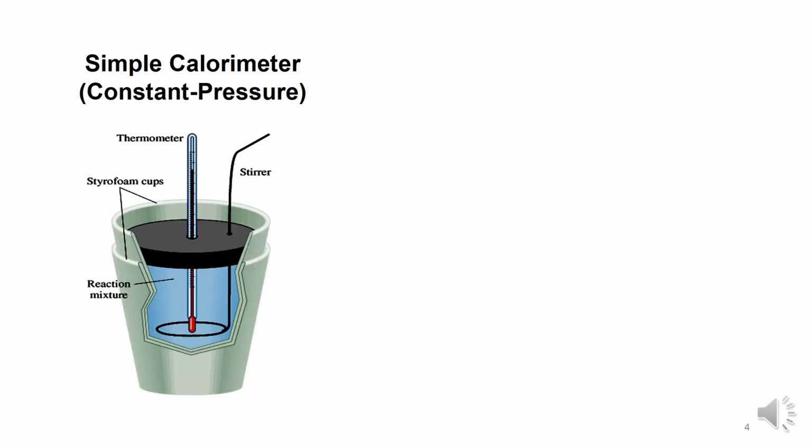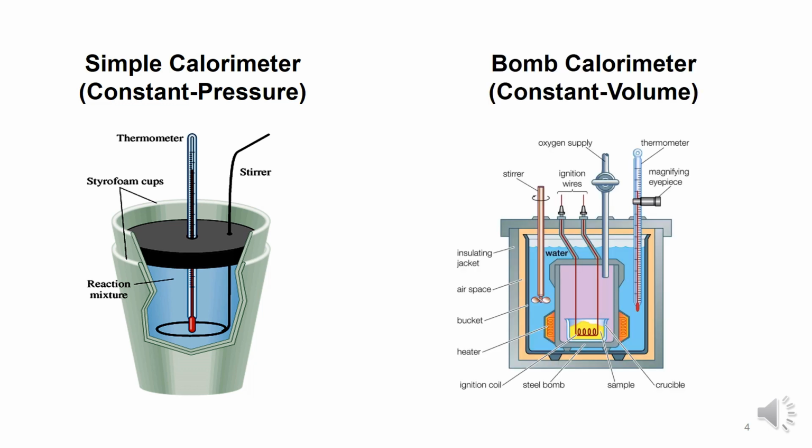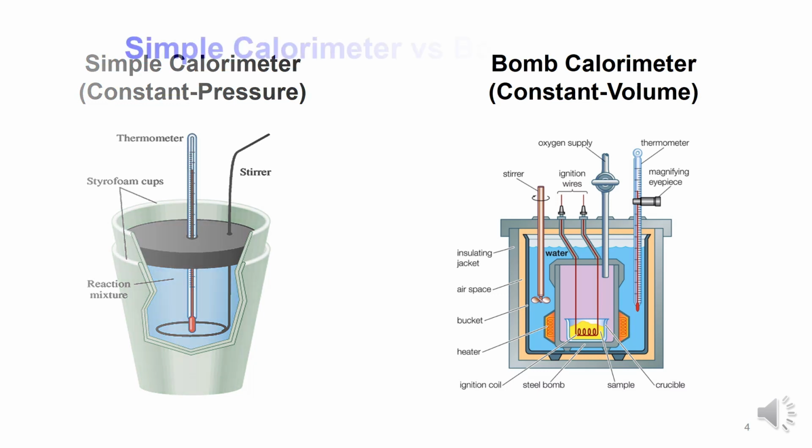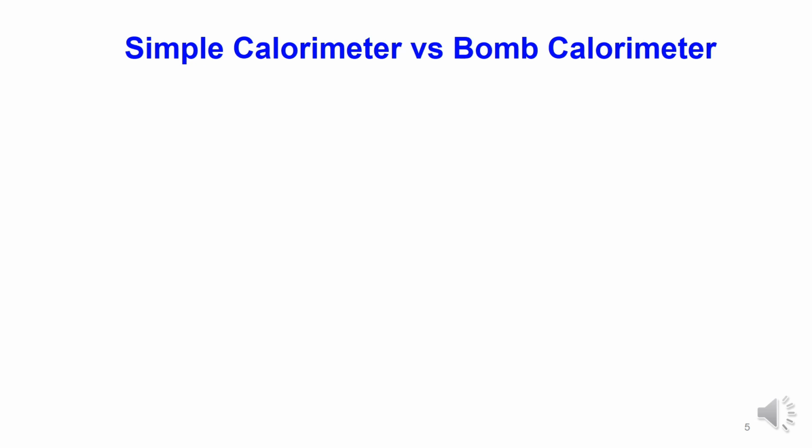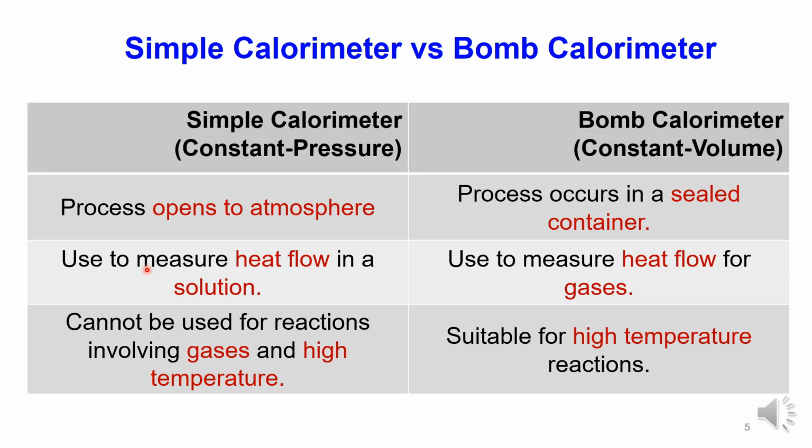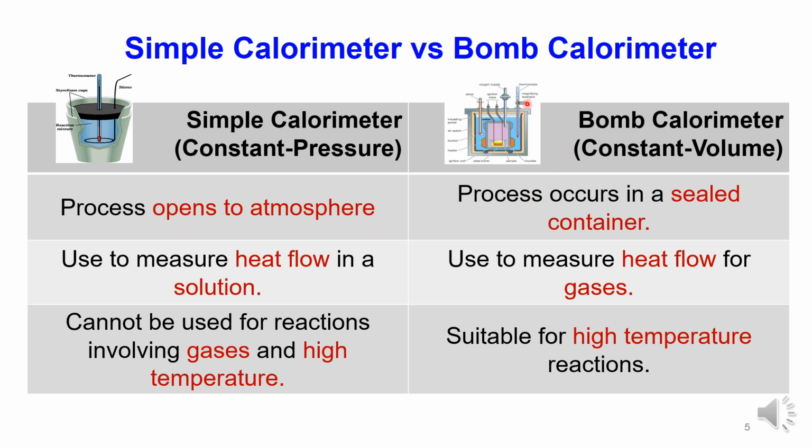This is a sample of simple calorimeter. It is the same as a coffee cup polystyrene. And this is a sample of bomb calorimeter. What is the difference between simple calorimeter and bomb calorimeter? As you can see from the picture, the process of simple calorimeter is open to atmosphere. But for the bomb calorimeter, the process occurs in a sealed container.